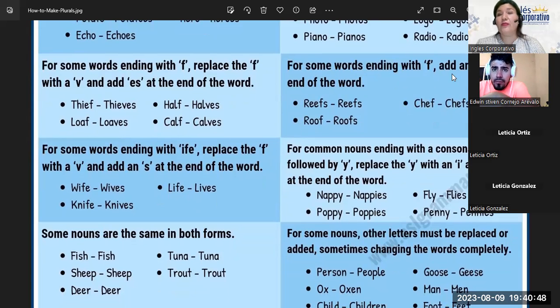Reef, roof, chef, okay? Termina en F y usted me va a decir, no, teacher, pero el plural de chef sería chefs. No, porque esos son casos especiales que no se cambian. Solo se les agrega la S. Other examples. Wife, wives, knife, life. You add V-E-S. Okay, life, una vida.